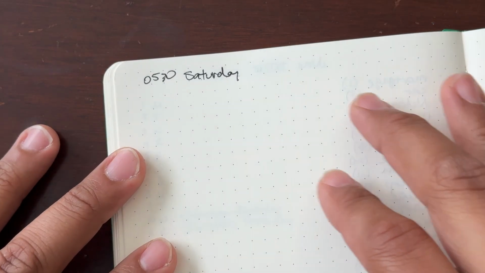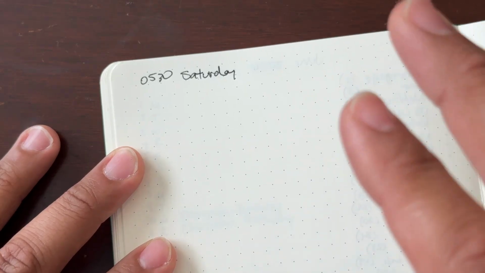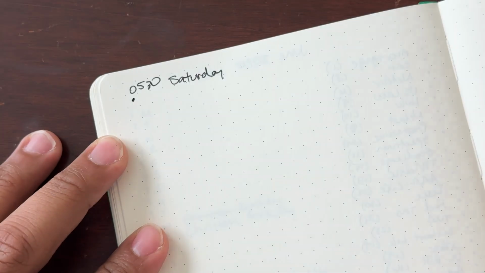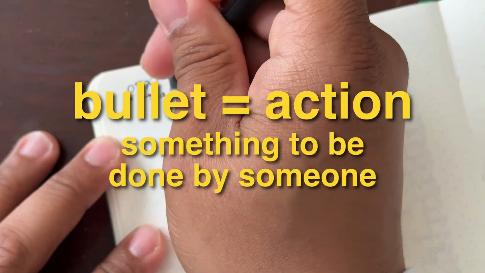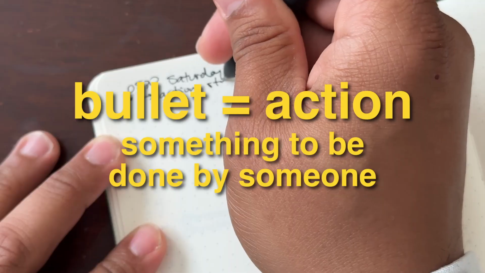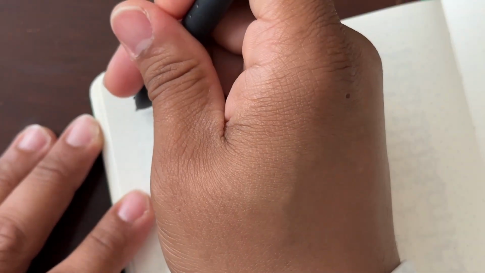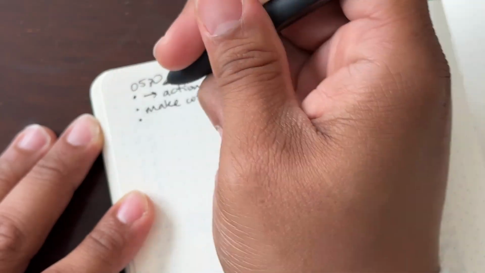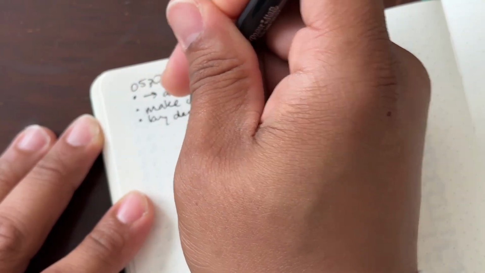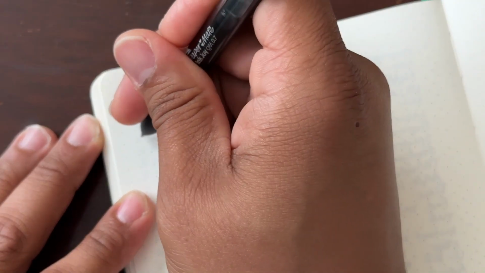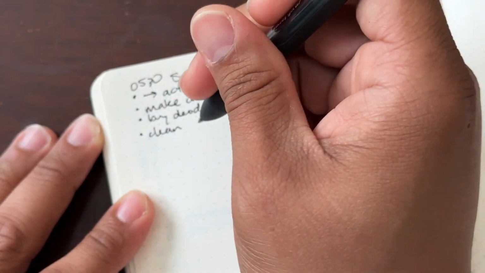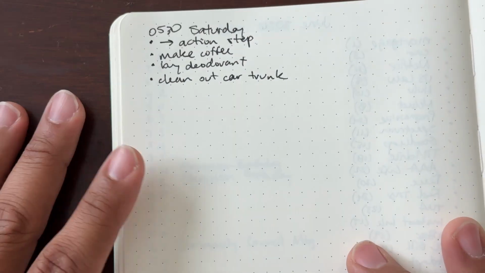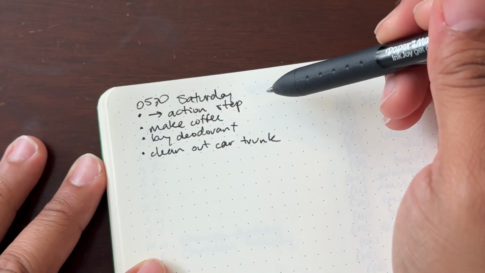The first thing you want to understand in the bullet journal method is three different things. The first one is that a bullet point means an action step, something that you have to do. So for today, I need to make coffee. I need to buy deodorant. I definitely need to clean out the car trunk because it is a mess. So bullet points equal action steps.